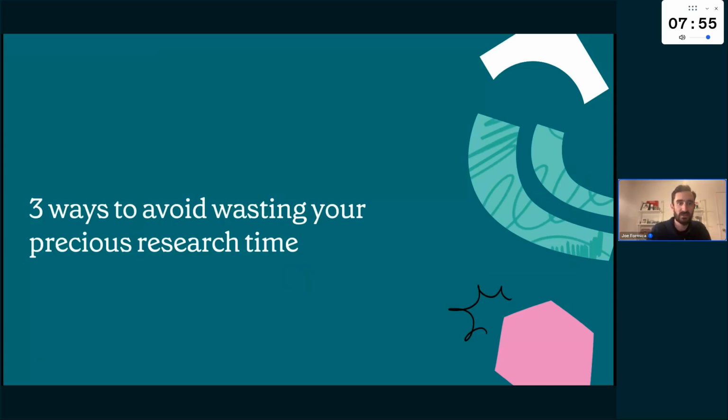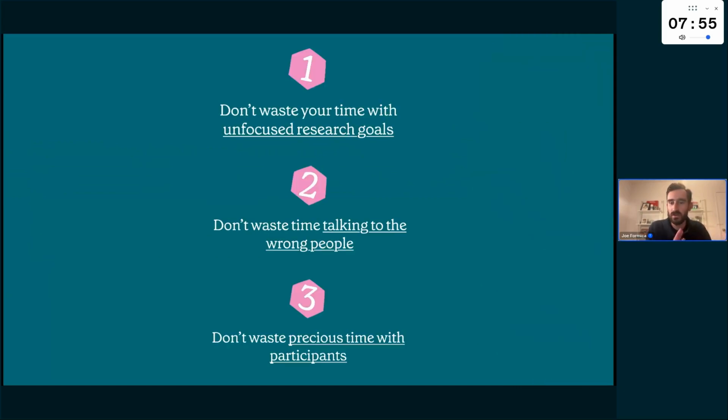And here's where we're going to dive into the 3 ways that you can waste precious research time. And of course, more importantly, 3 ways to avoid wasting that time and to be able to do it more efficiently and effectively. So we're going to talk about 3 common ones. I'm going to give some examples of each. I'm going to give some tips, and we're going to have a few activities in some of the later ones.